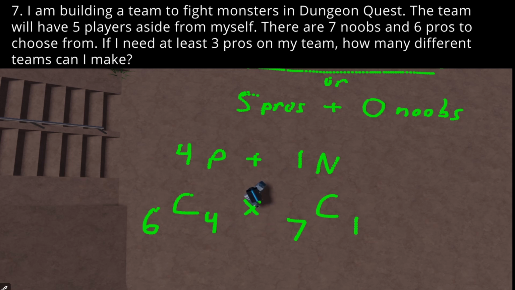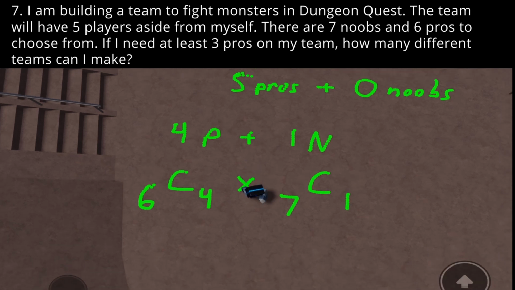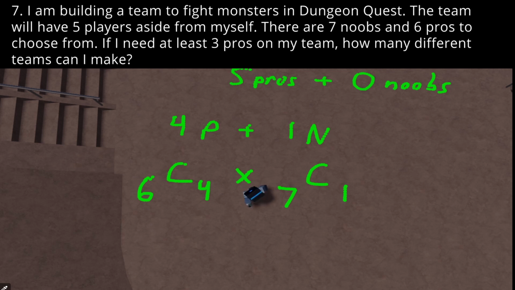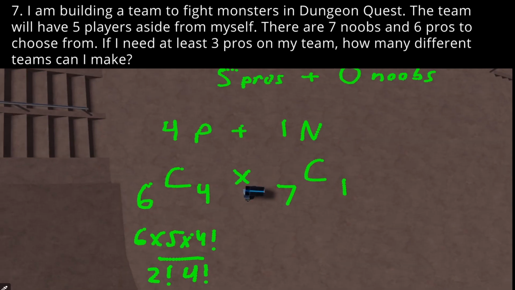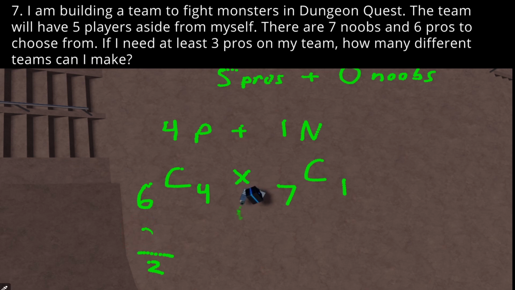So we just need to do the math again now. If we do 6 choose 4, we have 6 factorial divided by 6 minus 4, which is 2 factorial, times 4 factorial. 6 factorial is just 6 times 5 times 4 factorial. Those 4 factorials cancel out. And that just leaves me with 6 times 5 divided by 2 factorial. 2 factorial is just 2. And 6 times 5 is 30. 30 divided by 2 is 15. So 6C4 is just 15.